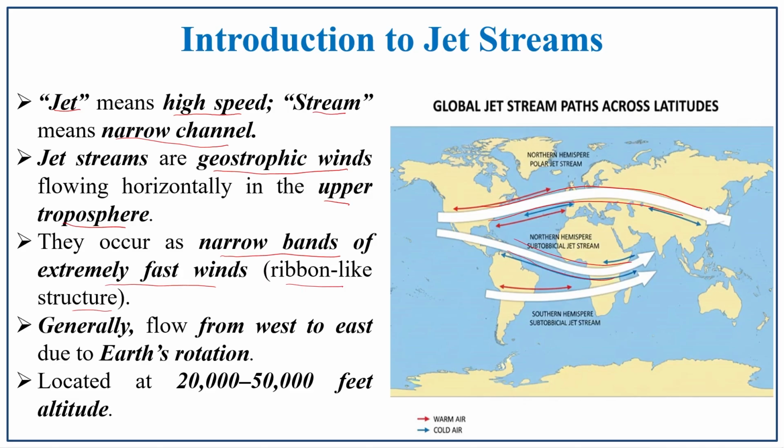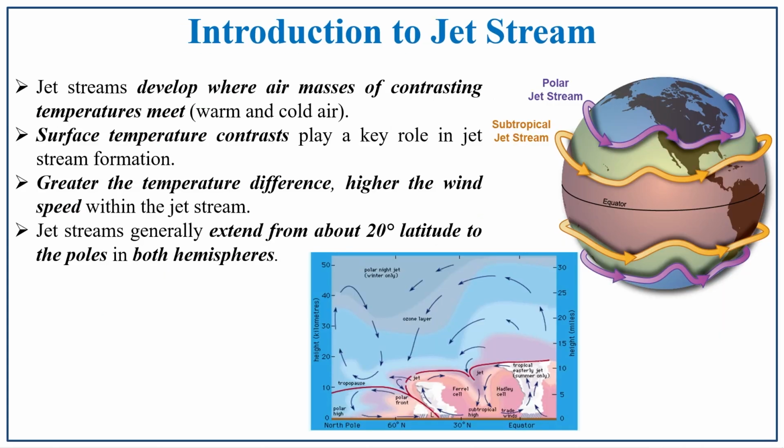Generally, and you have to note the term generally, the jet stream flows from west to east, due to the Earth's rotation. It is not so in all cases, but generally the movement of jet streams is from west towards east. It is located at 20,000 to 50,000 feet altitude. Jet streams develop where air masses of contrasting temperature meet. Where the jet stream originates, warm air parcels and cold air parcels meet, and in that particular place the jet stream prevails.